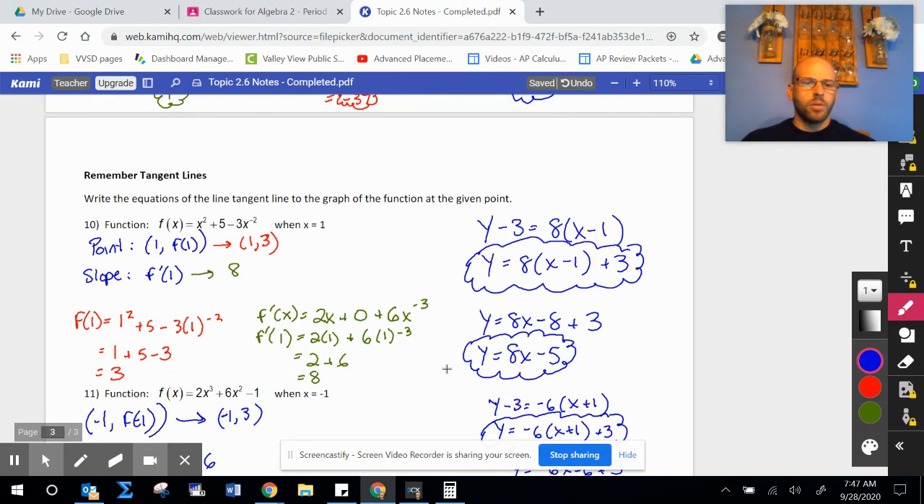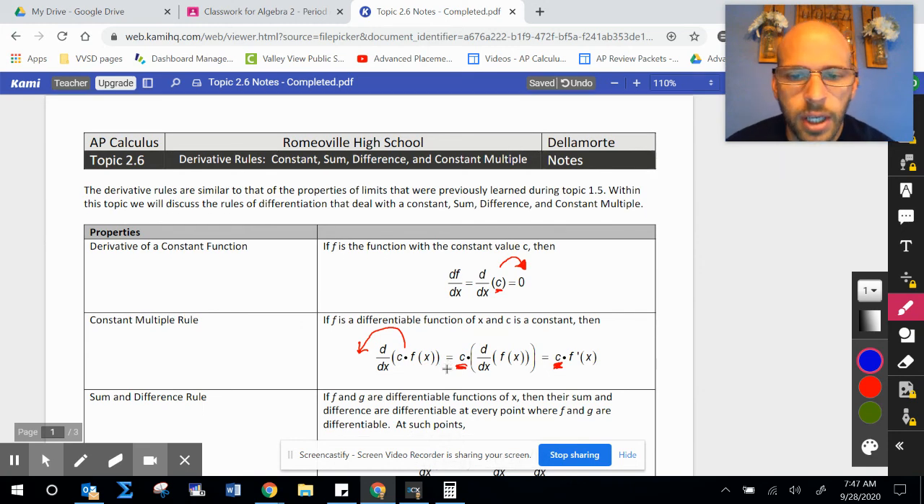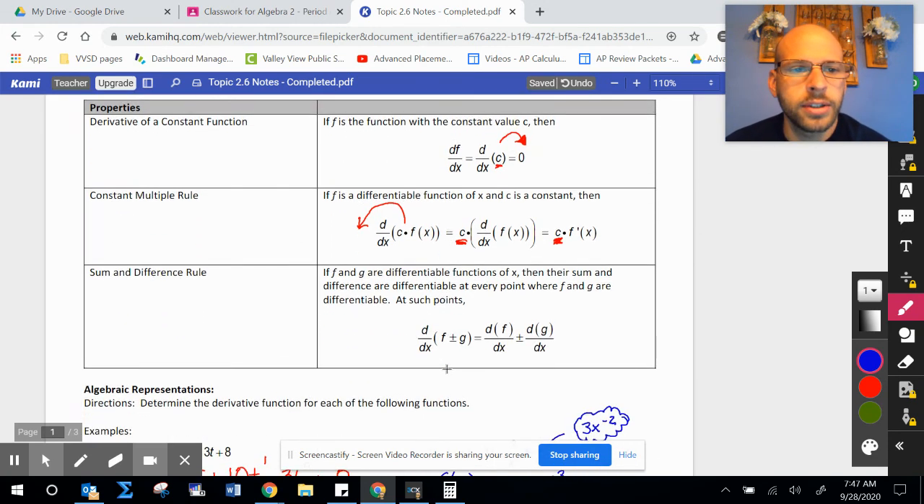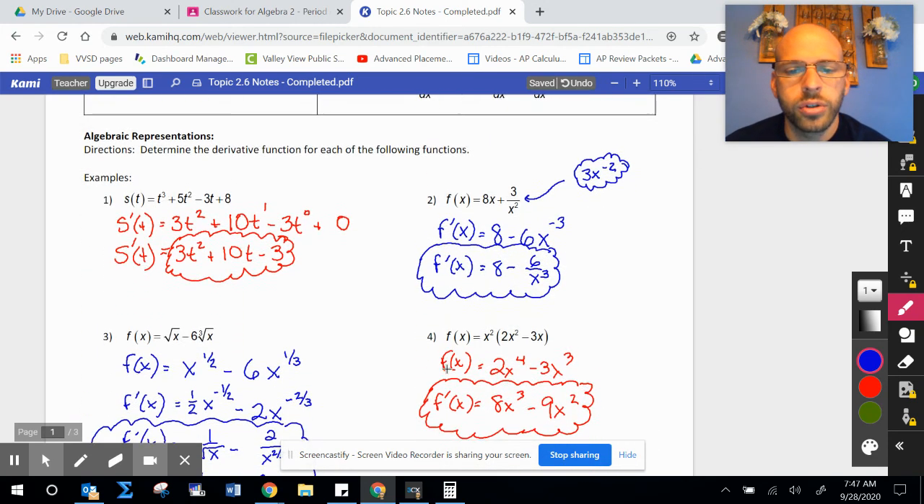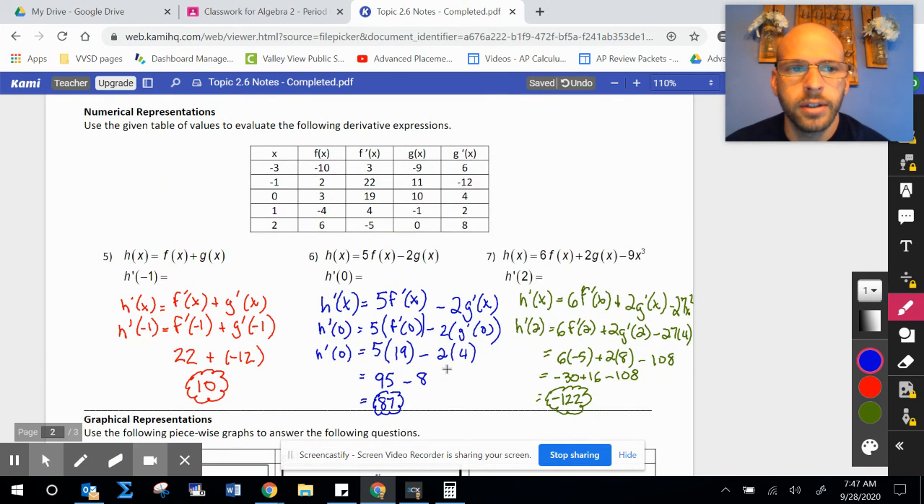Okay, so just kind of quick review, talking about properties of derivatives. So taking the derivative of functions, and then I wanted to show you some examples algebraically, some examples numerically, and some examples graphically.